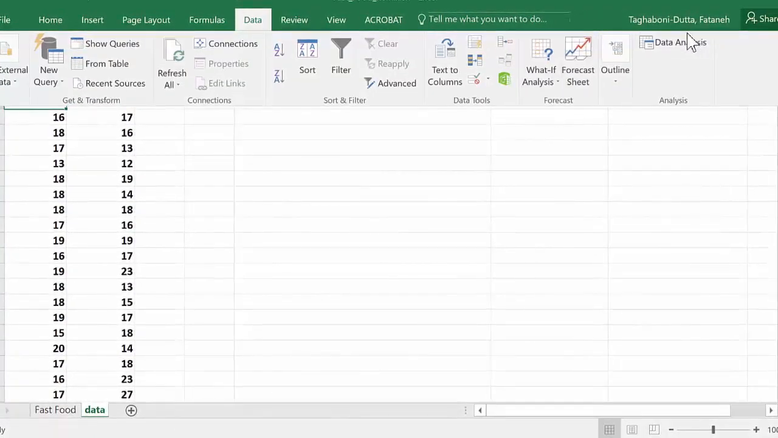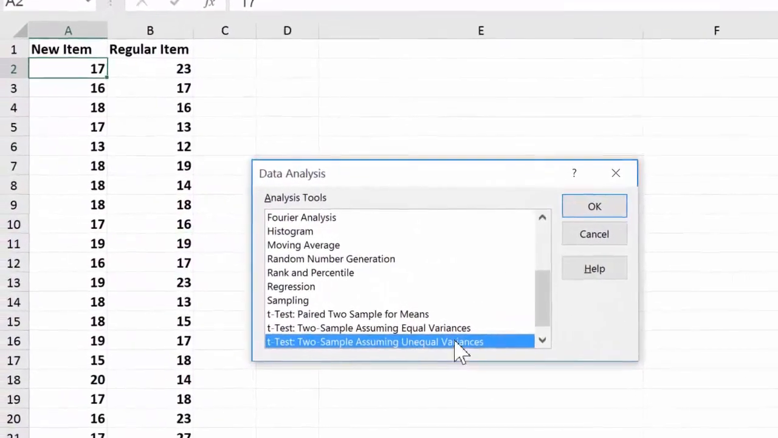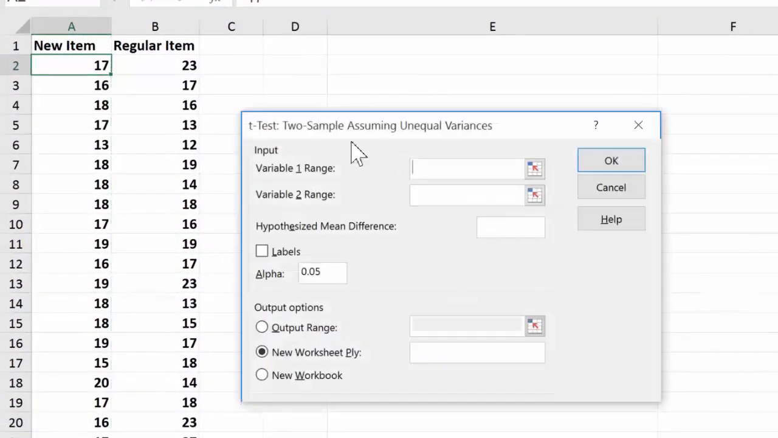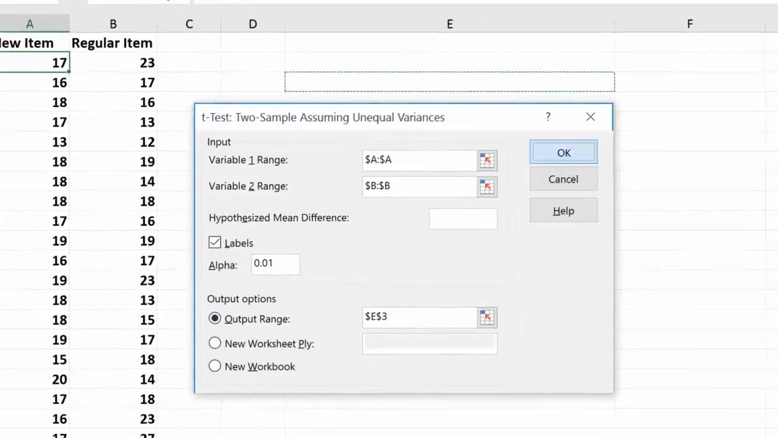So go to Data, Data Analysis, select the t-test, two sample assuming unequal variances. Variable 1 is in column A, variable 2 is in column B. Hypothesized difference right now is 0. I'm going to say that I have labels. I'm going to change my alpha level to 0.01, and I'm going to select the output range, click here, then click here, and press OK.